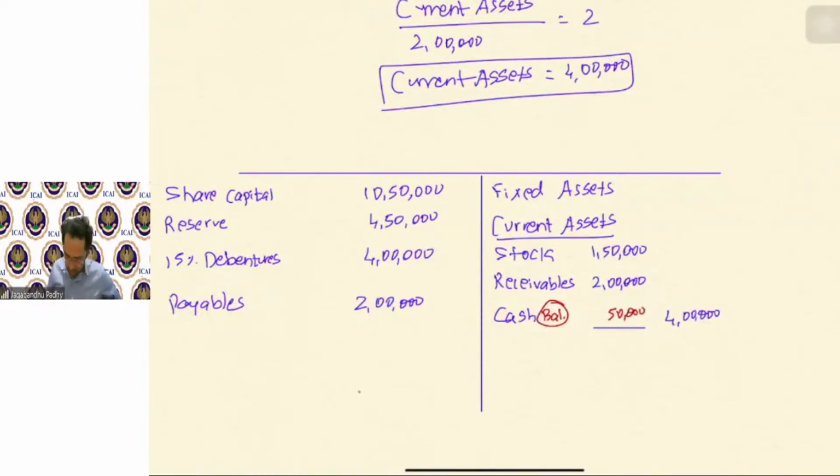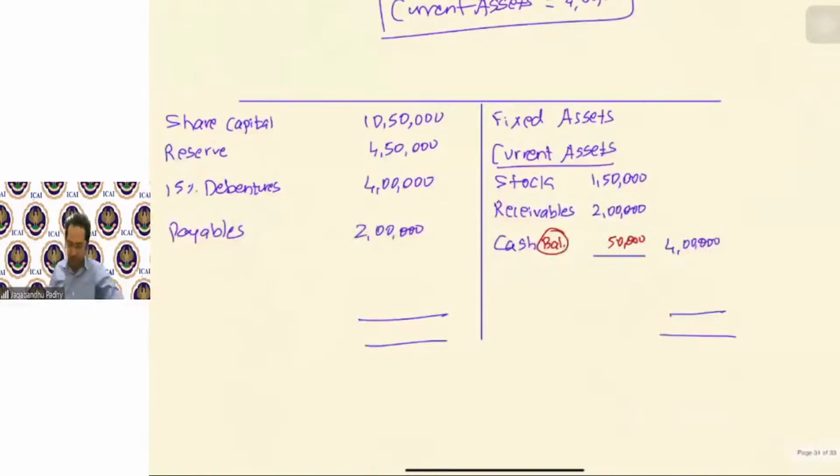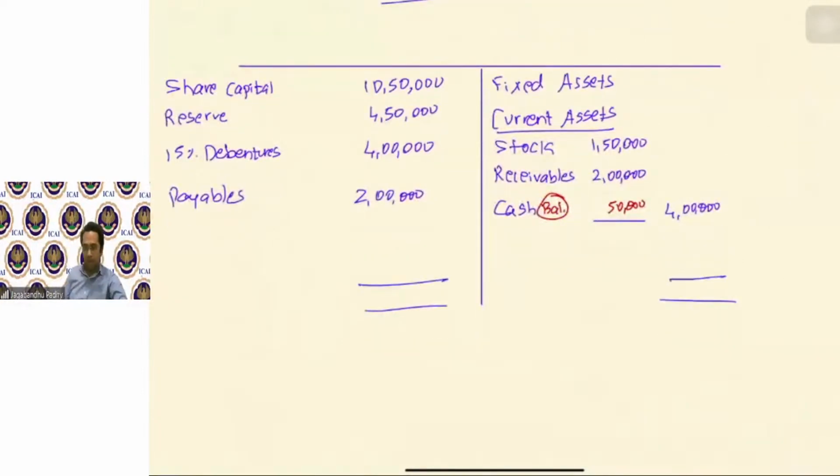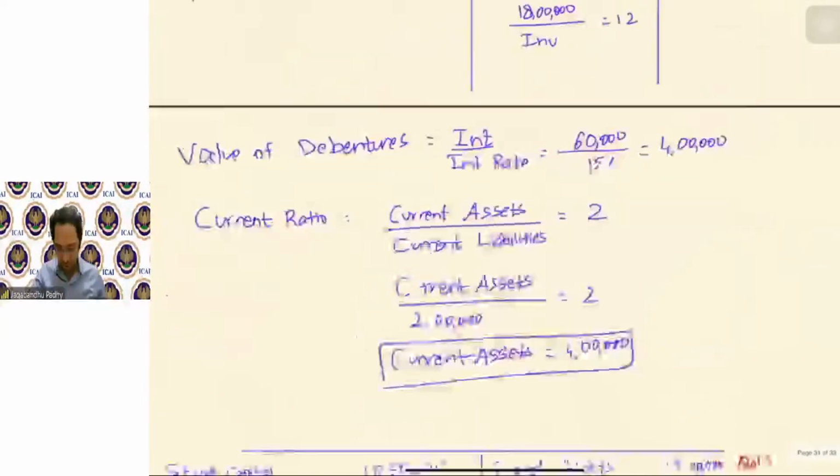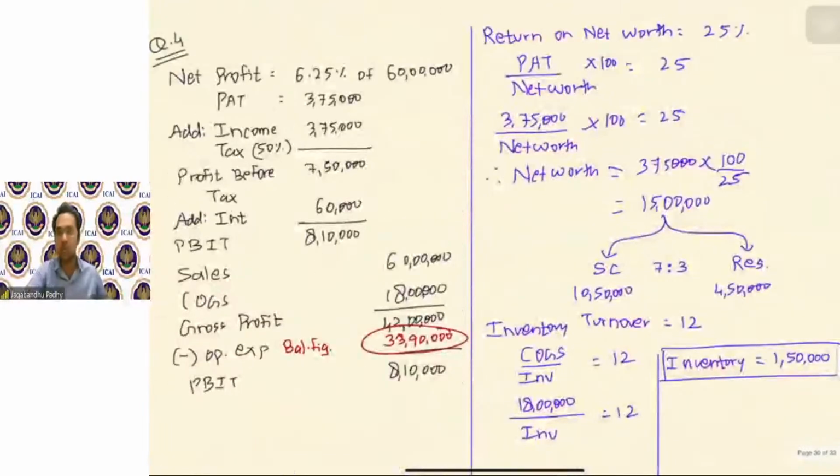And one more thing: since the assets should be equal to liabilities, the total of liabilities is 21 lakhs. Accordingly, fixed assets is going to be 17 lakhs as a balancing figure. Total comes out to 21 lakhs. That's the solution to question number 4, guys. Are there any queries that I need to look at?